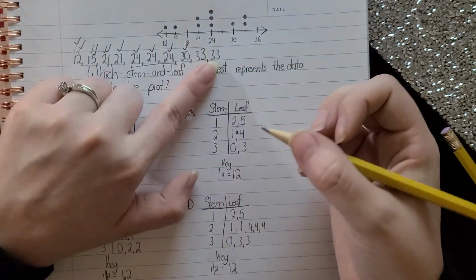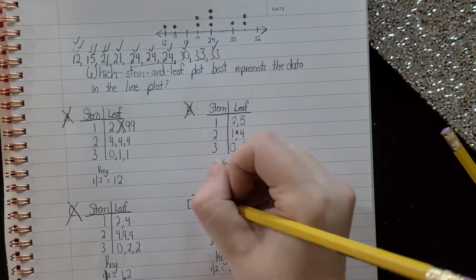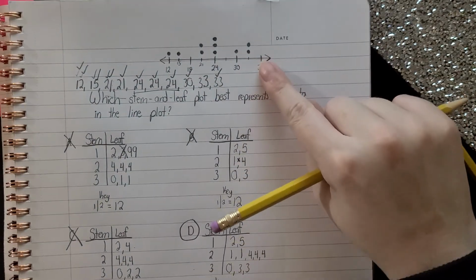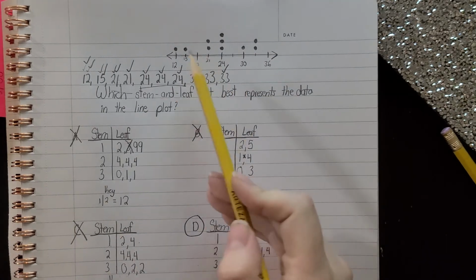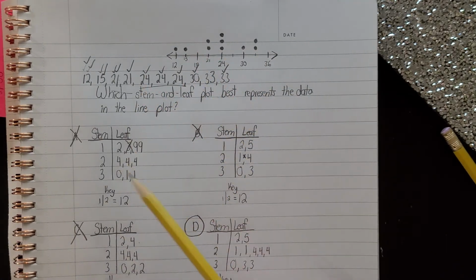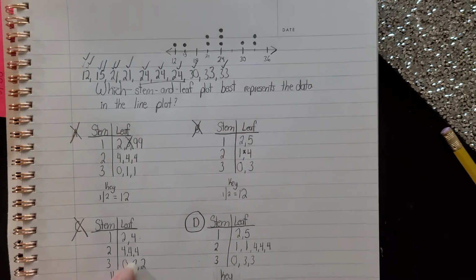Okay. And then I should have 2 33s next. 1, 2. Yep. And that's it. So D is the one that matches my dot plot perfectly. So go write out all the values of your dots and then check them off as you check your stem and leaves. And watch for those keys.